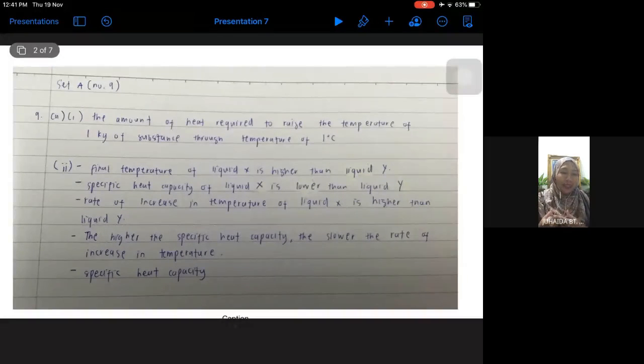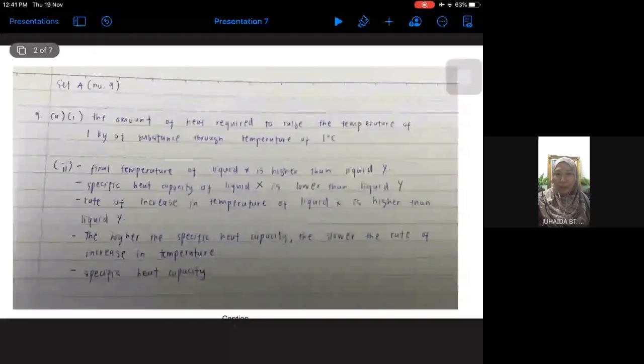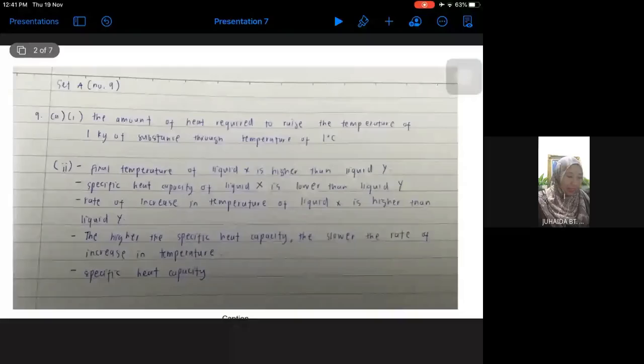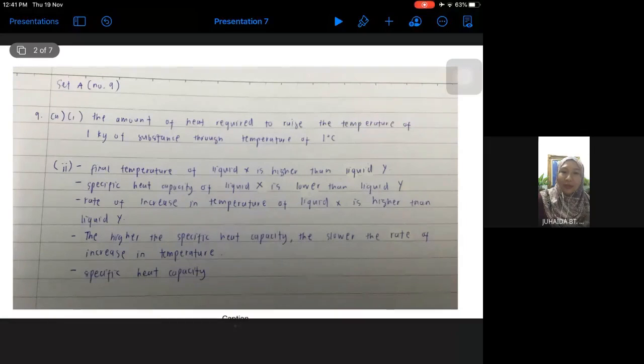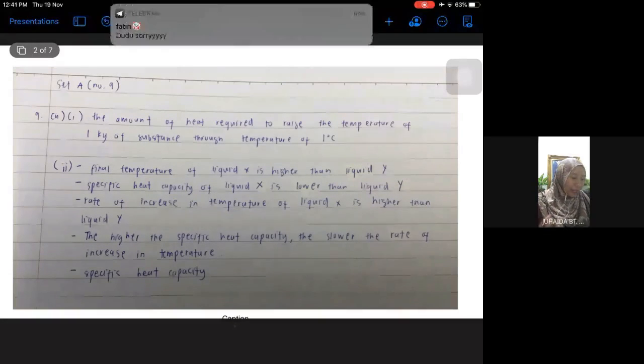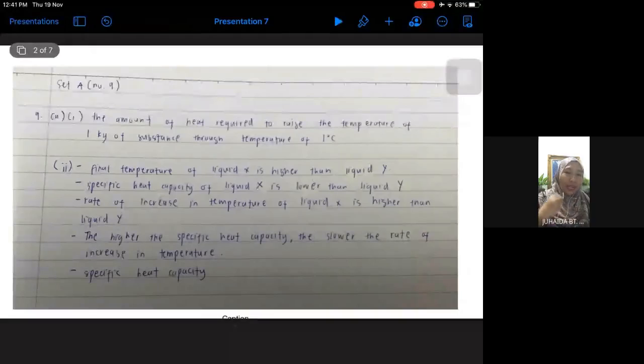So kadar, the rate of increase in temperature tu siapa yang lebih cepat? X ke Y? Kalau you tengok amount heat dia. Satu dia perlu absorb 2,200 joule of energy. Satu lagi perlu absorb 1,200 joule of heat energy. So siapa yang kadar peningkatan suhu dia akan berlaku lebih pantas? X lah. Faham tak? That is the rate of increase of the temperature. Siapa yang haba dia absorb sikit untuk naikkan suhu dia, so peningkatan suhu akan berlaku lebih cepat.